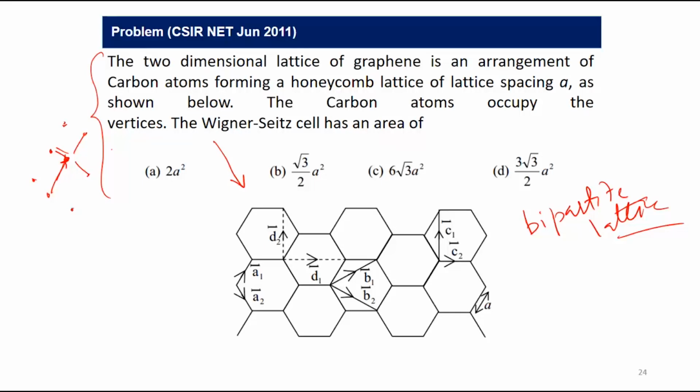Not one atom per unit. No, that is primitive. You are confusing it with primitive. Primitive means one atom per unit. This is not primitive, that is fine. But there is one bigger problem in this.